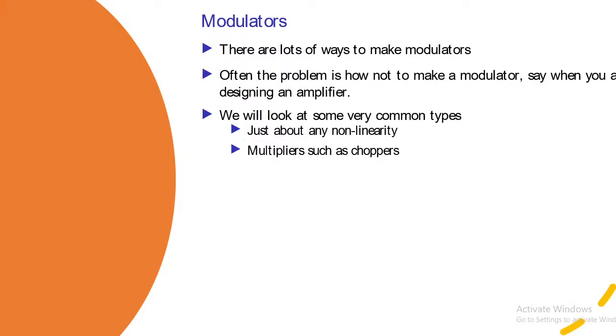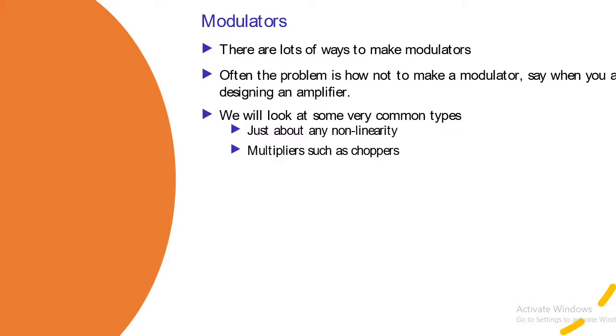In a modulator, there will always be at least two inputs: one is the carrier, one is the message, and there will be one output, which is the modulated output. These systems are called modulators.